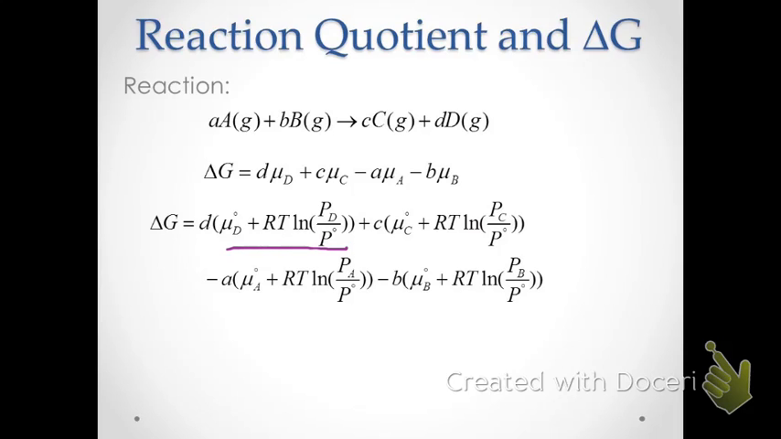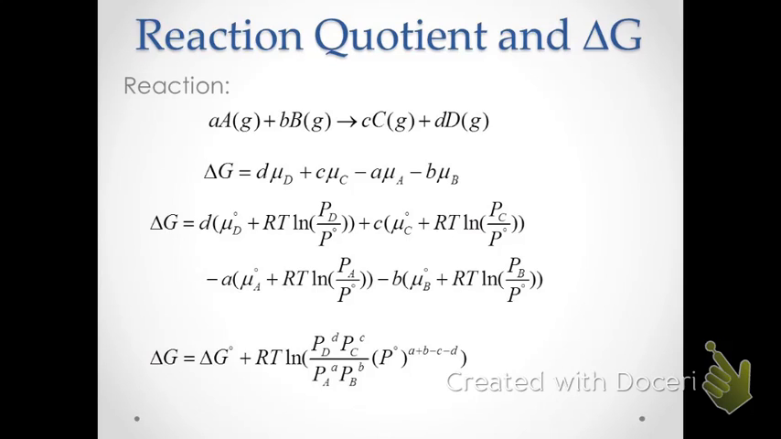Now, if we substitute the equation for chemical potential that we met on the previous slide, we're going to substitute for mu sub D this relationship here, which is related to the pressure of D. And then, of course, with C we have the same thing with the pressure of C, and the same thing for A and for B. Using properties of logarithms, combining those logarithms, we come up with this simpler version of the equation here, where we'll note that we have the natural log of a quotient, where we have the pressures of each of the components raised to their stoichiometric coefficients. And we'll note that we've got products divided by reactants.